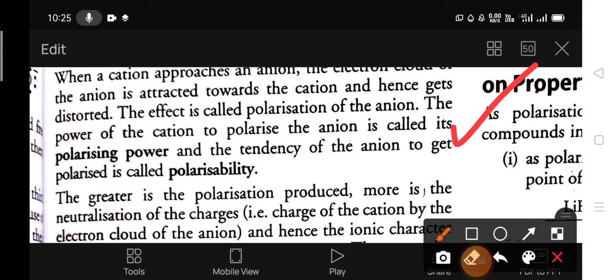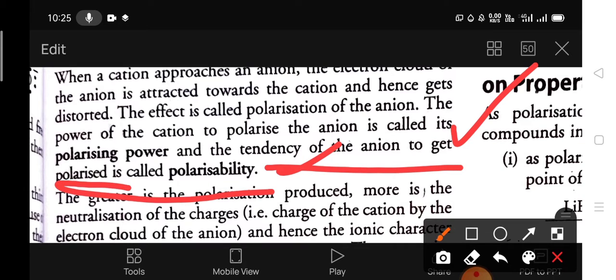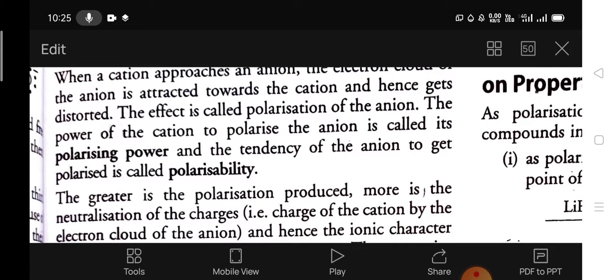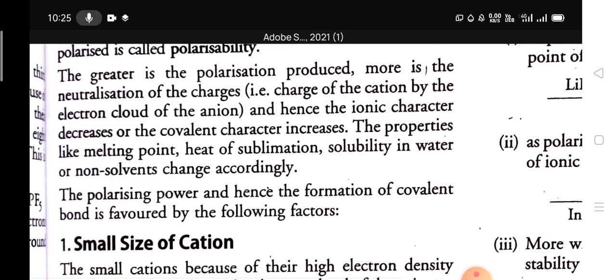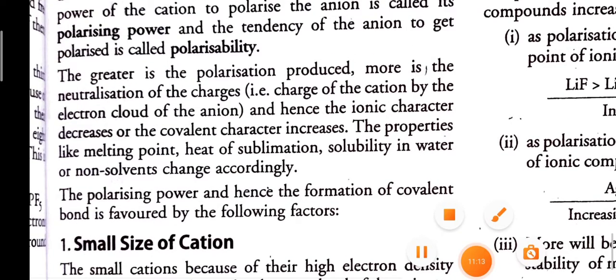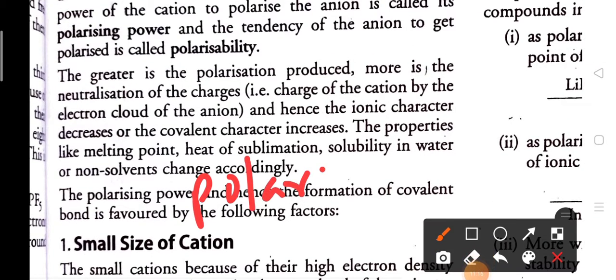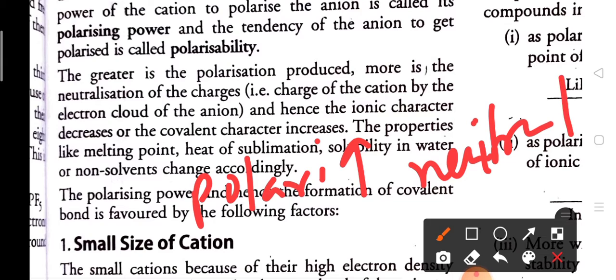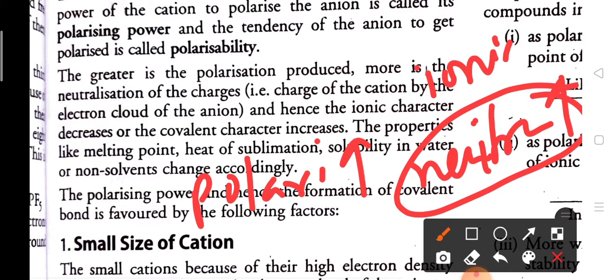And the tendency of the anion to get polarized is called the polarizability. This line is very important. Greater the polarization produced, more is the neutralization of the charges. If polarization is more, neutralization of the charges will be more, and hence the ionic character decreases.